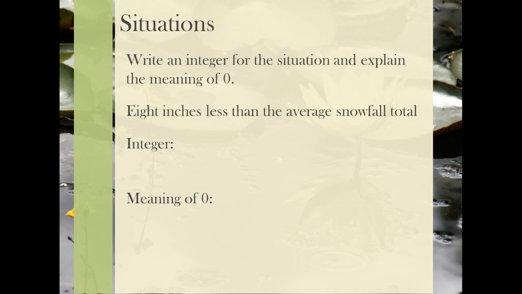Let's write an integer and explain the meaning of 0 for 8 inches less than the average snowfall total. Since this is less than the average snowfall total, we would be on the negative side. We will represent this with the integer -8. The meaning of 0 in this situation is the average snowfall total. That is the benchmark against which we compare. Are we below average, above average, or at average?